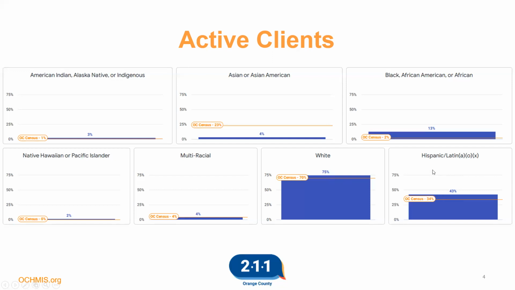So again, this is something that your agency, you'll be able to pull specifically for your agency. So you'll be able to see how you're performing on this. Right now, we don't have the option to, or at least the dashboard doesn't have the option to pull by project or project type.